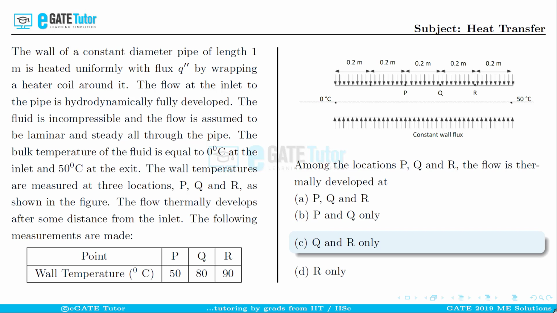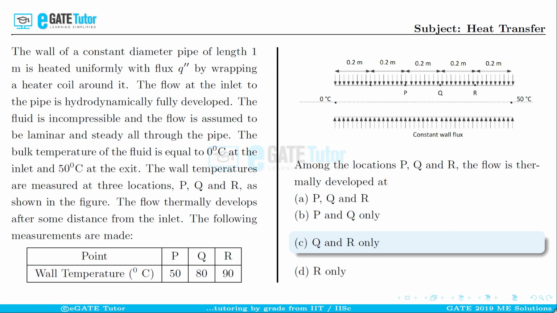The bulk temperature of the fluid is equal to 0 degrees at the inlet and 50 degrees centigrade at the exit. The wall temperatures are measured at 3 locations P, Q and R as shown in the figure. The flow thermally develops after some distance from the inlet. The following measurements are made.